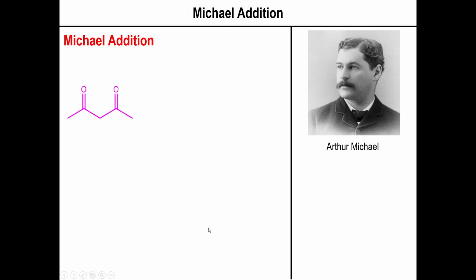thought about something interesting. What he basically said is, okay, we can make these enolates relatively easily with keto compounds. And so what if, instead of reacting them with your typical SN2 substrates, what if instead we start mixing them up with an enone, and then see what happens?